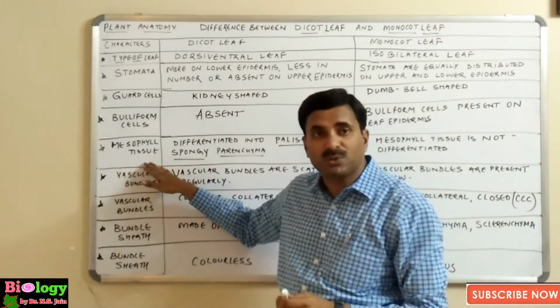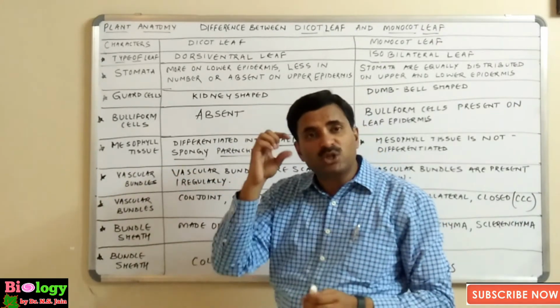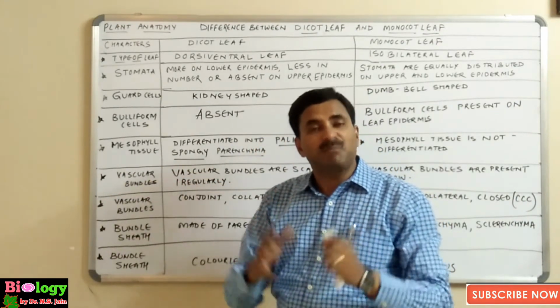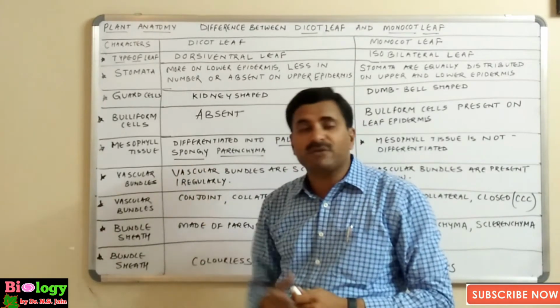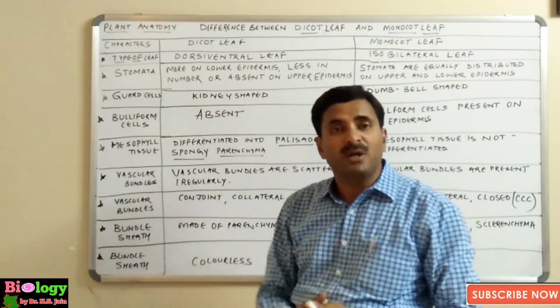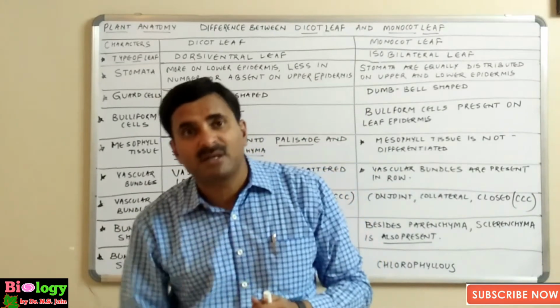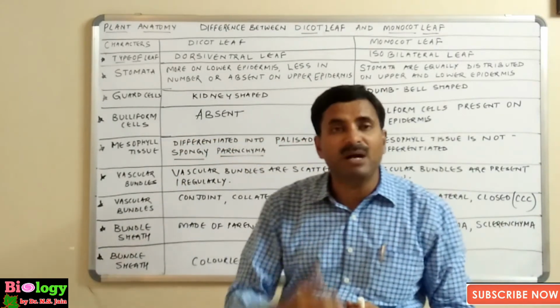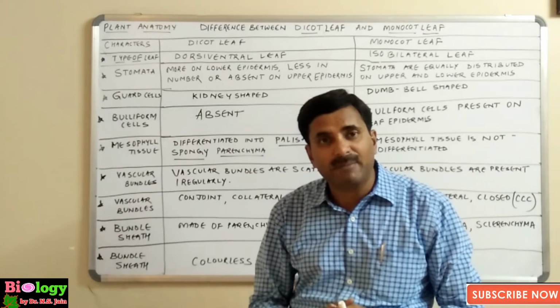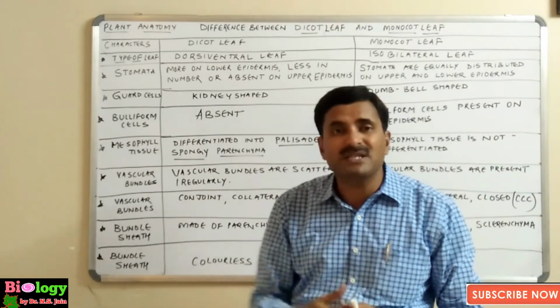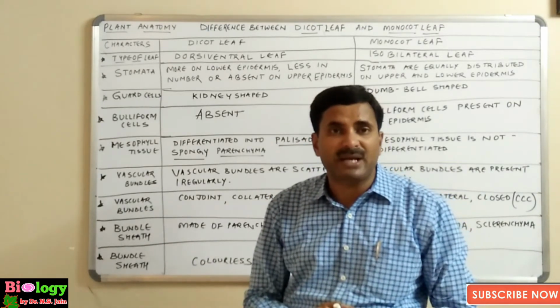Next is the mesophyll tissue. As we know, the tissue present in the leaf is the mesophyll tissue, but in the case of the dicot leaf, this mesophyll tissue is differentiated into two parts. One is known as the palisade parenchyma, another is known as the spongy parenchyma. Now there is a little bit of difference between the palisade and the spongy parenchyma.